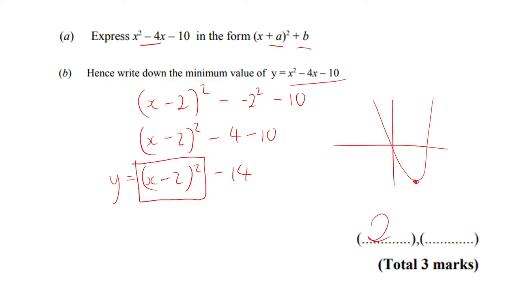Now if x was 2, let's think about what y would be. So 2 minus 2 all squared is 0, and then subtract 14, and y would be minus 14. So that's the value of y.